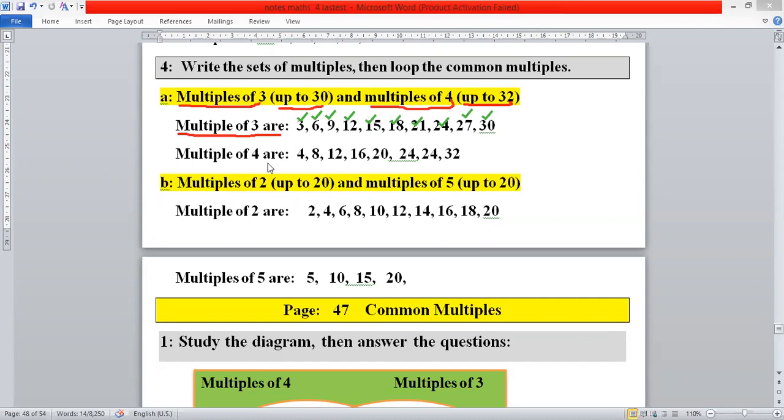In this way, we will write the multiples of 4 up to 32. We will not exceed 32. So 4 ones are 4, 4, 8, 12, 16, 20, 24. So next is 28. Here is 28 and 32. So now we will find out the common multiples. Here, the first common multiple is 12. So we will loop 12, then 24.